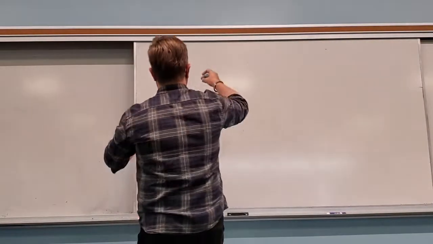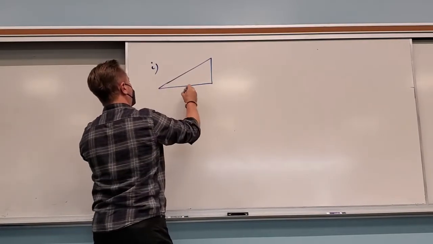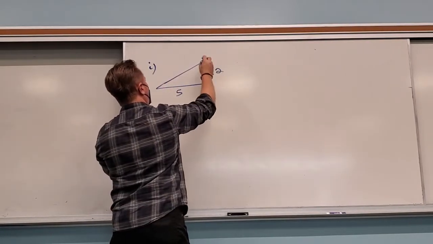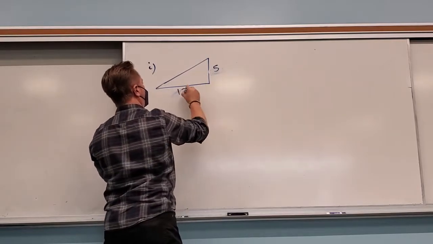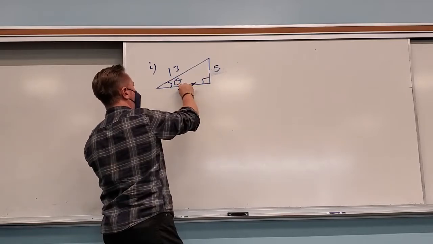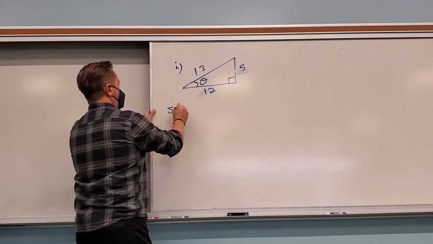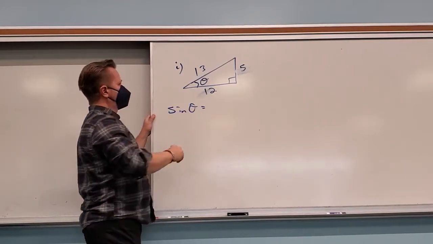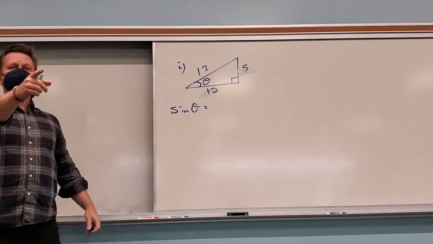Okay, so let's do this kind of problem. Draw a triangle. There you go. So I've got this triangle here. There's good old theta, right? Can you tell me what sine theta is? Yes, 5 over 13.